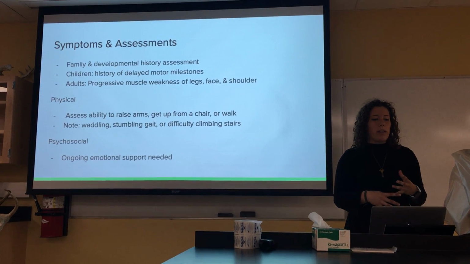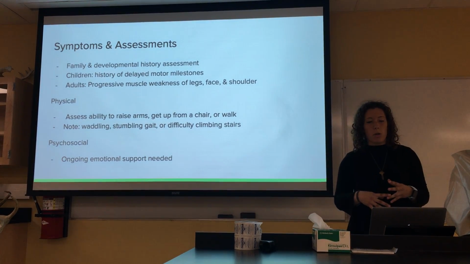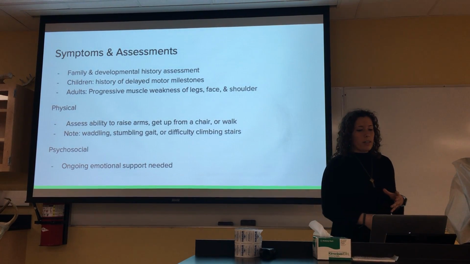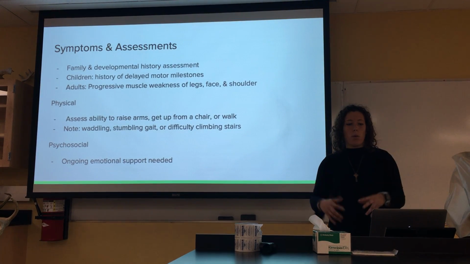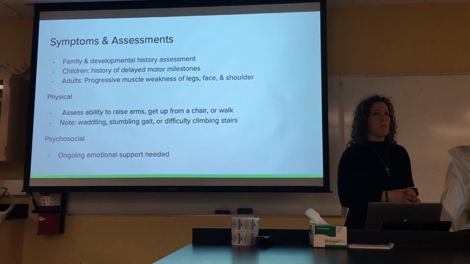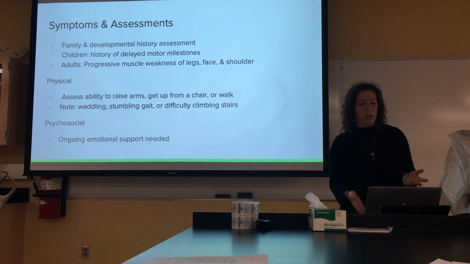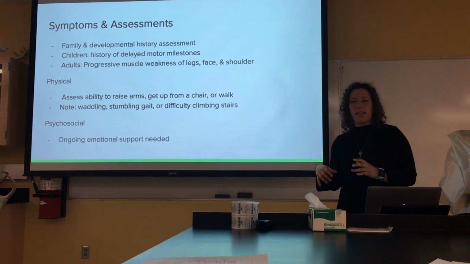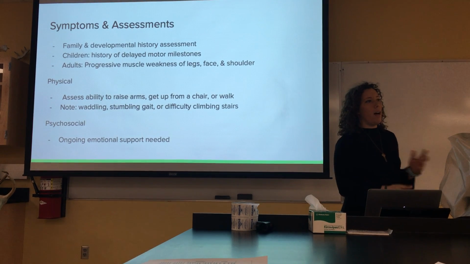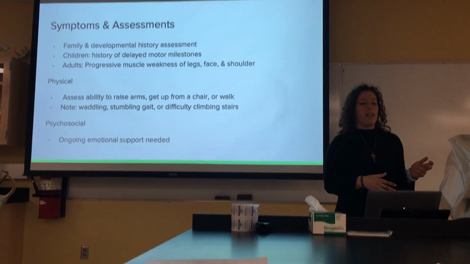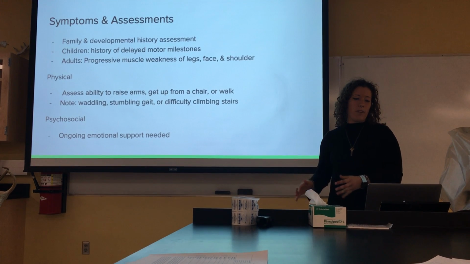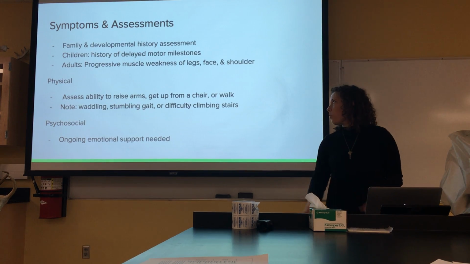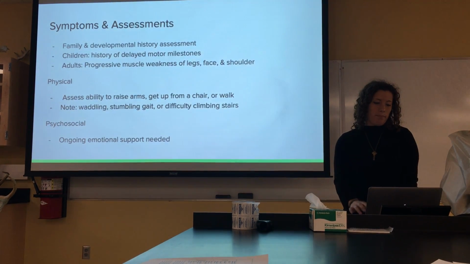Physical things that you might look for: you'll look for a history of delayed motor milestones. So is your child walking late, or crawling late? Or are they able to raise their arms or walk upstairs well? Or do they walk well, or do they waddle? And then with adults, you'll see progressive muscle weakness within the leg space and shoulders. So as I said earlier, it's all with voluntary muscles. So how is the mutation affecting your voluntary muscles? And then because it affects all areas, ongoing emotional support is needed, and you'll have to remind them of that.